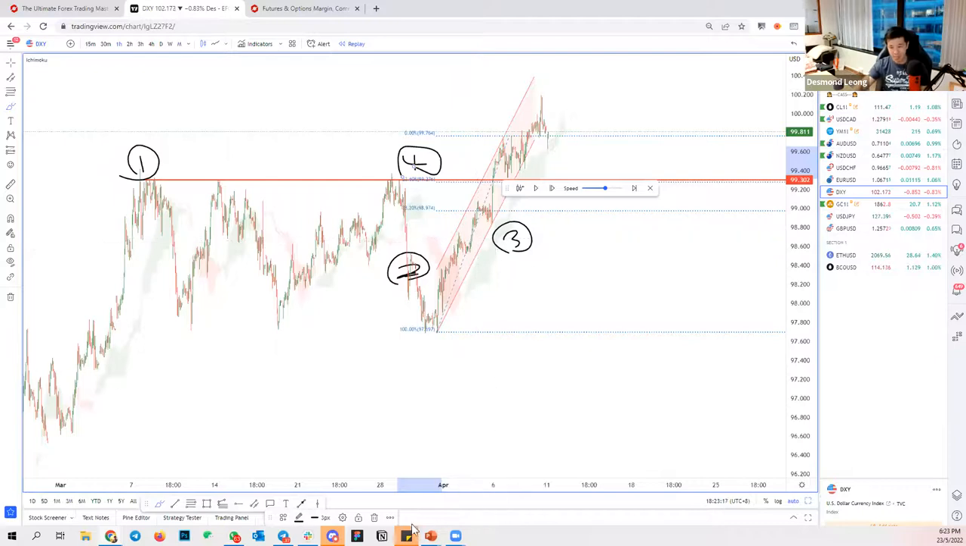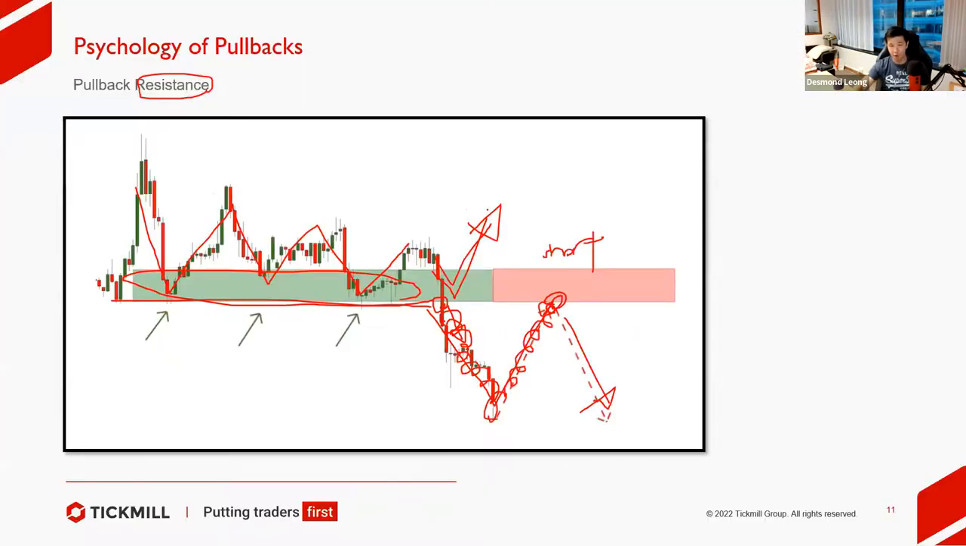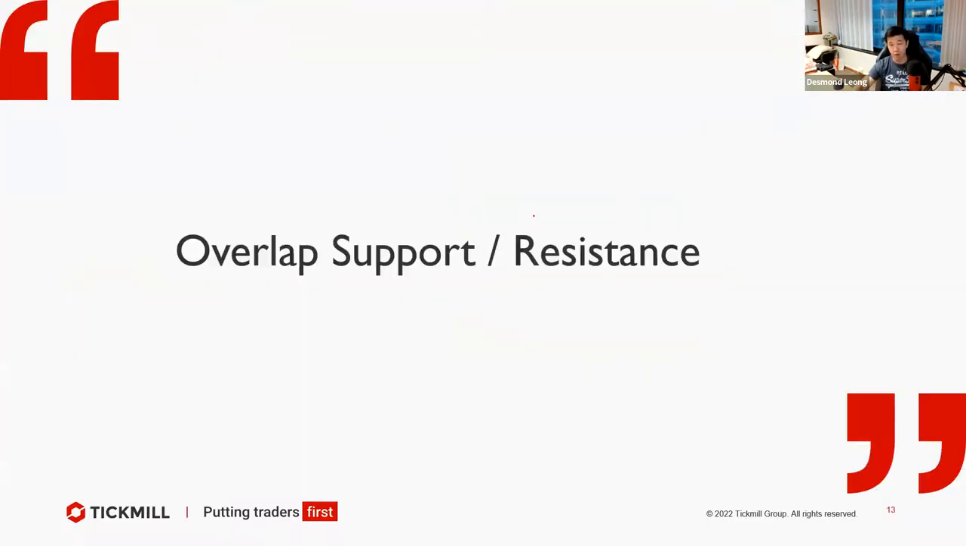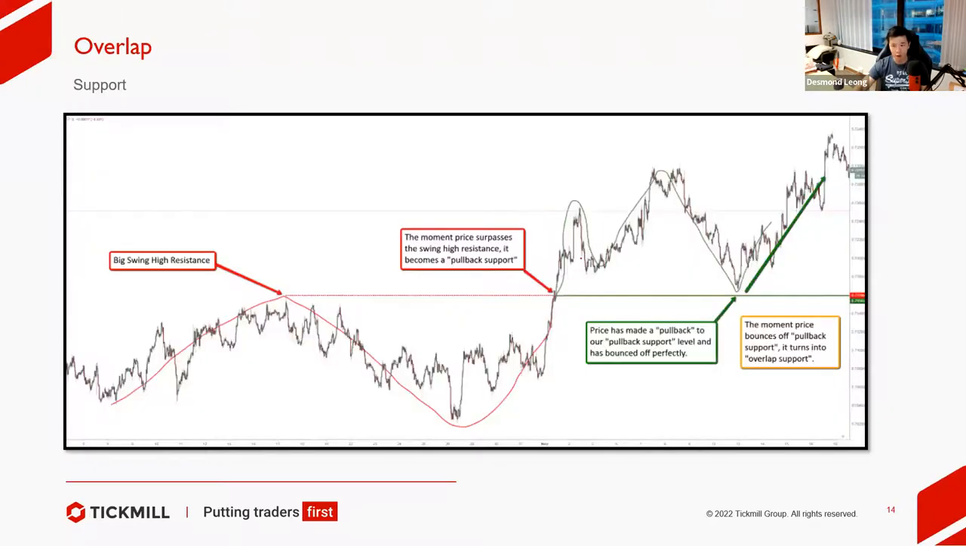The last thing I want to touch on, of course, is over here, the overlap support and overlap resistance. Overlap is very simple. If this was a pullback, when price finally bounces off the pullback support, the moment price bounces off it, it turns into overlap support. It shows that it's an area of interest.